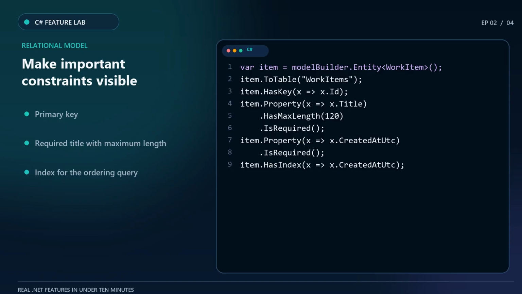Avoid creating an index for every property. Start from actual query shapes, then measure. Here the list endpoint already orders by creation time, so the index has a concrete reason to exist.